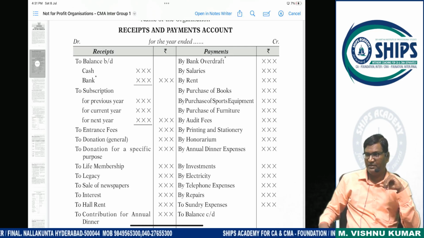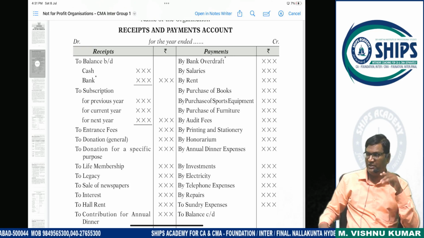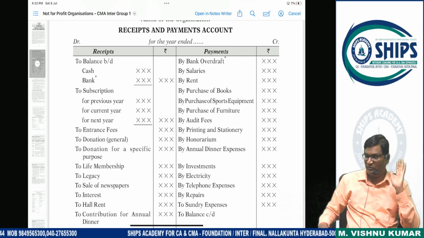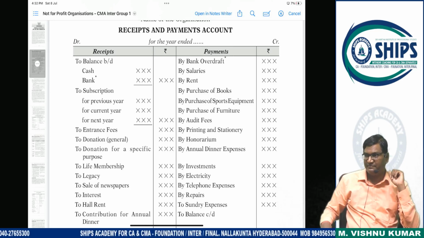Next is interest. When a non-profit organization makes an investment, interest will come. Sale of assets: when any asset becomes old and is sold, receipt will come. So like this, entries will come on the receipt side.